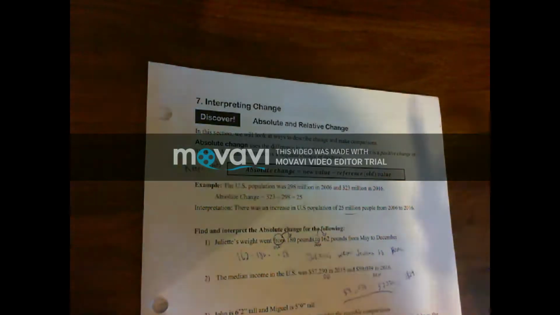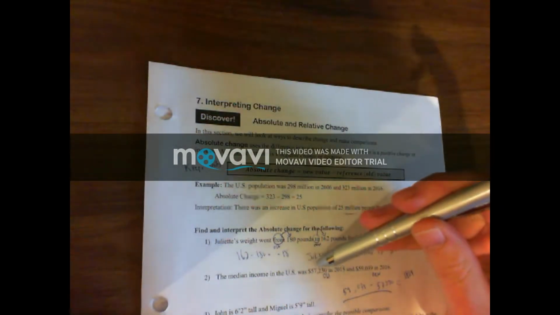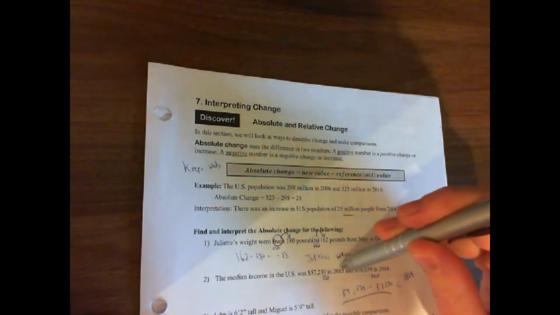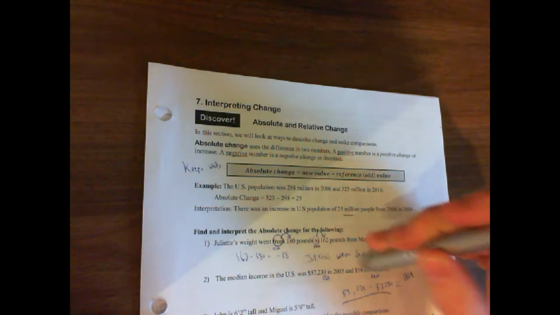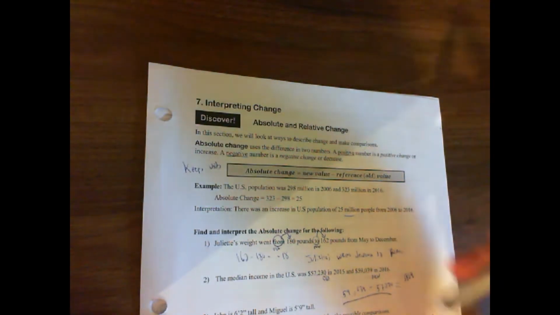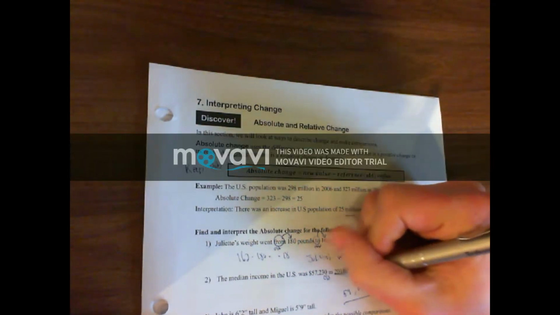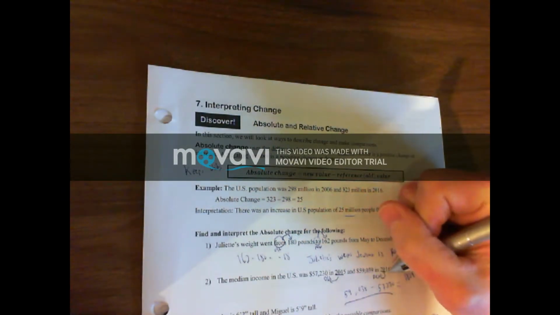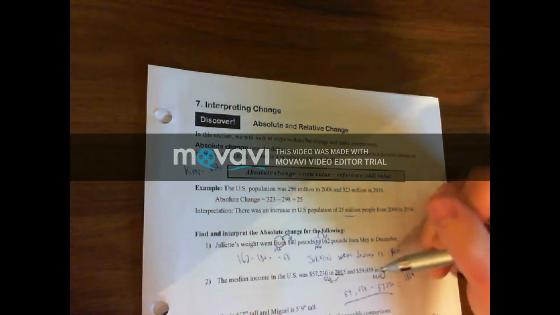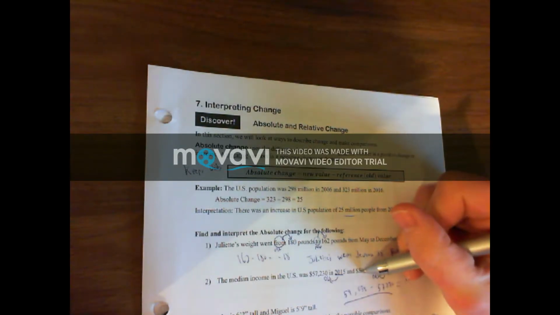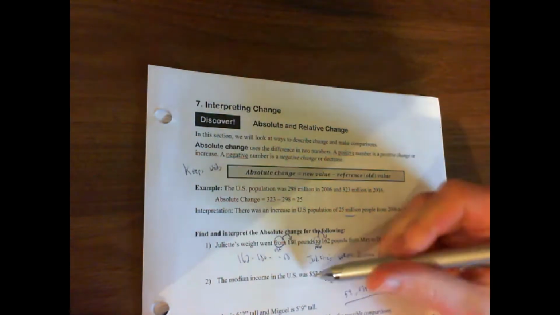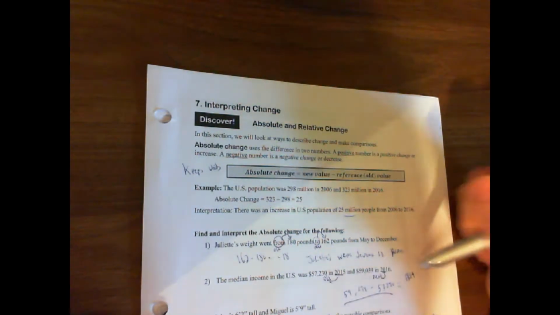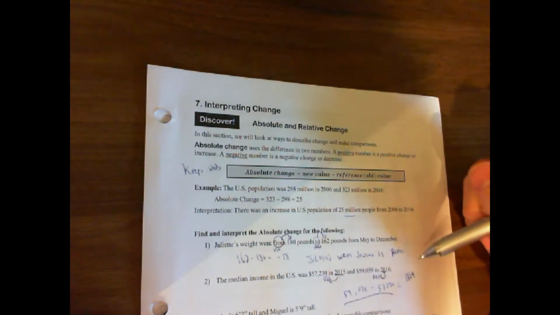Number 2, the median income in the U.S. was $57,230 in 2015 and $59,039 in 2016. So in this case, we're looking at the year to indicate the old value and the new value. So obviously the newer year is the newer value. So that's 59,039 minus the old value, 57,230. So we take the difference in those. That's 1,809.